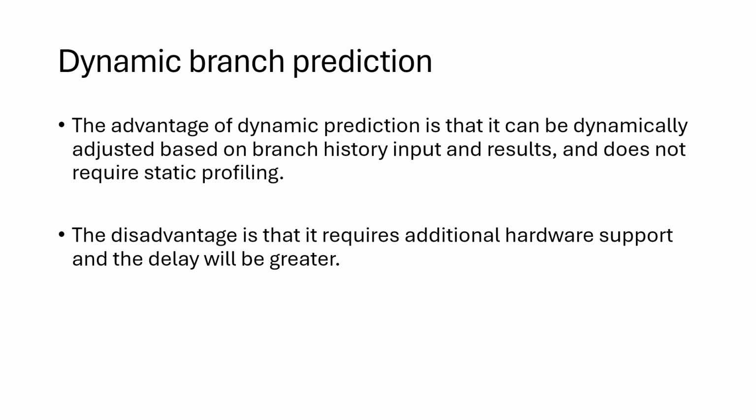The advantage of dynamic prediction is that it can be dynamically adjusted based on branch history, input, and results, and it won't require static profiling. The disadvantage is that it requires additional hardware to support it, and the delay will be longer.